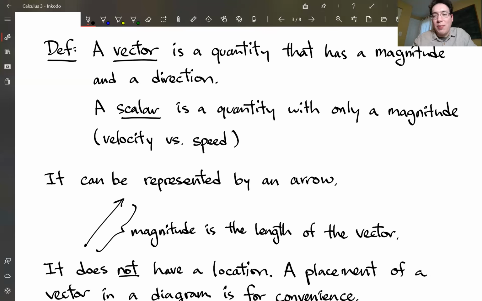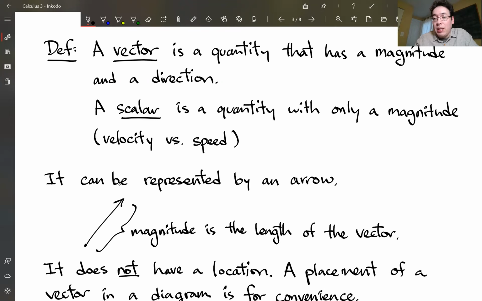Okay, so what is a vector? A vector is a new type of quantity that's going to be very useful for us. A vector is a quantity that has two characteristics: the magnitude, which is kind of how big this thing is, and a direction. So it points in a particular direction.